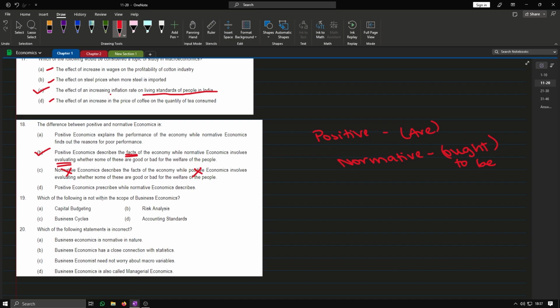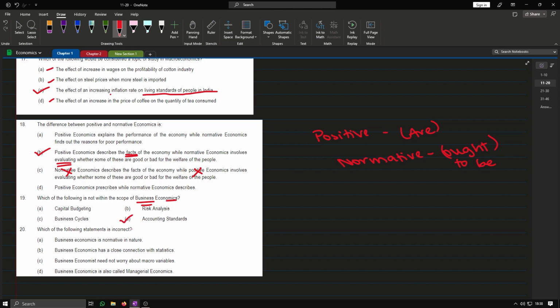Question number 19. Which of the following is not within the scope of business economics? A, capital budgeting. B, business cycles. C, risk analysis. D, accounting standards. So when it comes to economics, which do you think is the right answer? They're discussing business economics, right? Capital budgeting comes in business. Business cycles do play a role in business economics. Risk analysis, yes, definitely a business does risk analysis. When it comes to economics, accounting standards is not a part of business economics. So option D is the right answer.